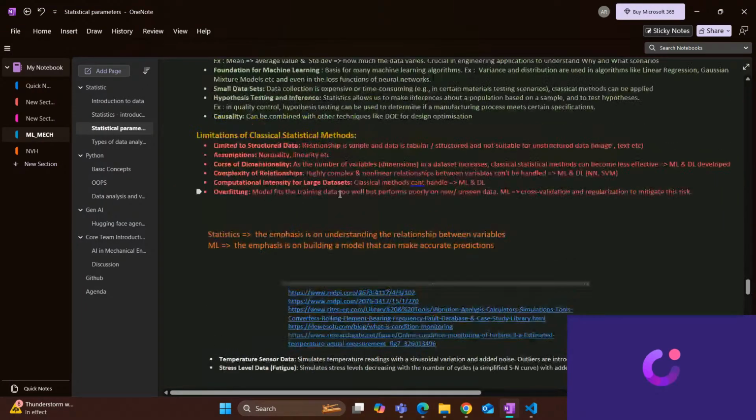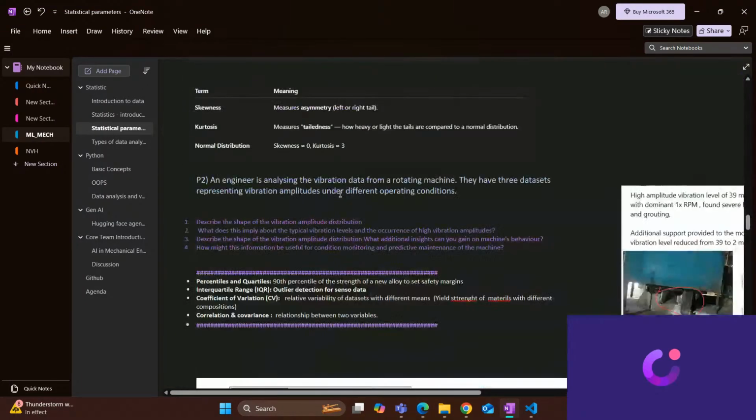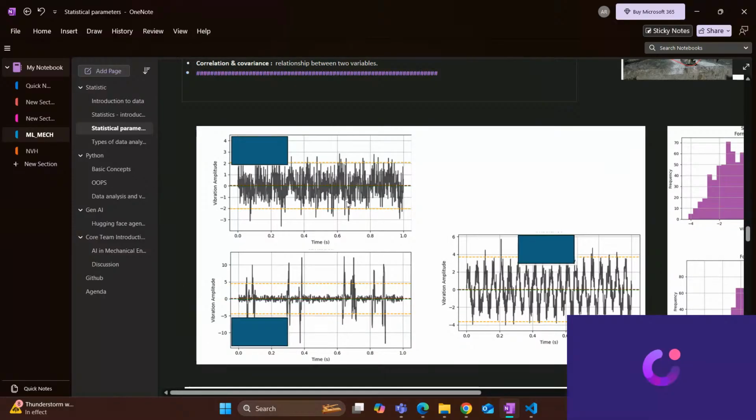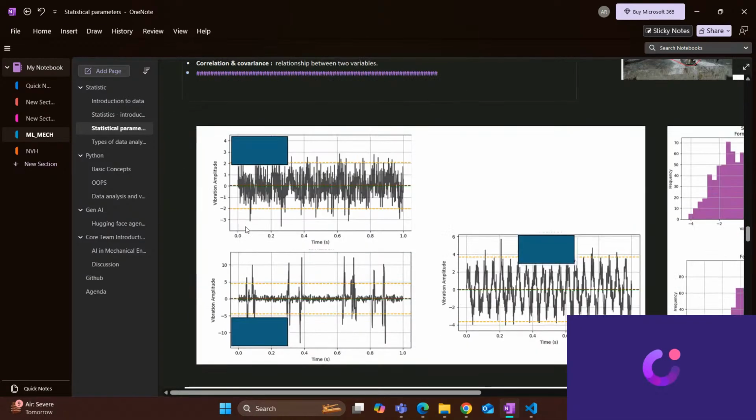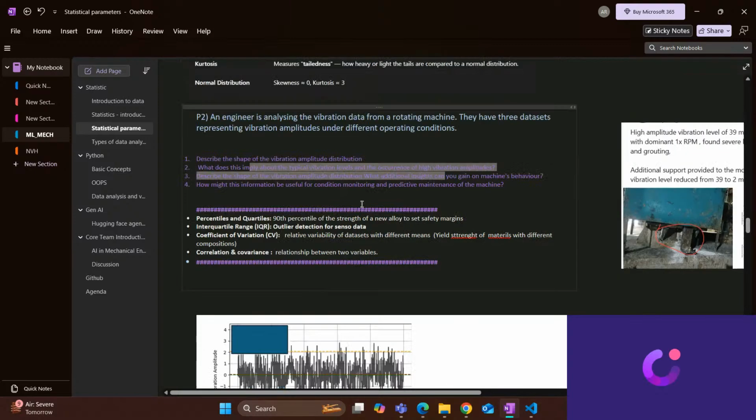Okay, so after that, I think we'll just try to solve this problem again. Yeah, so I think we had this problem where we had three different data sets with different vibration level amplitudes, and we tried to understand what is the shape of the vibration, that is the amplitude. Then we tried to understand what the different typical vibration levels are here, right? The kind of levels, and what may be the mean value, median value of that, and what would be the limits or kind of IQR data for that, right?